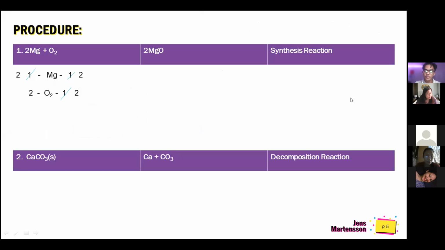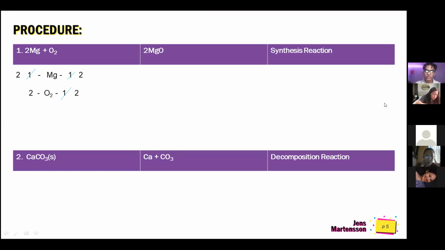So the original given formula in number 1 is Mg plus O2. The first thing we do is to identify the chemical reaction of Mg plus O2. So we identify it as a synthesis reaction. After we identify the chemical reaction, we need to predict the product. In predicting the product, the first thing we do is to identify the elements in the given formula. The elements here are Mg, which is magnesium, and oxygen.